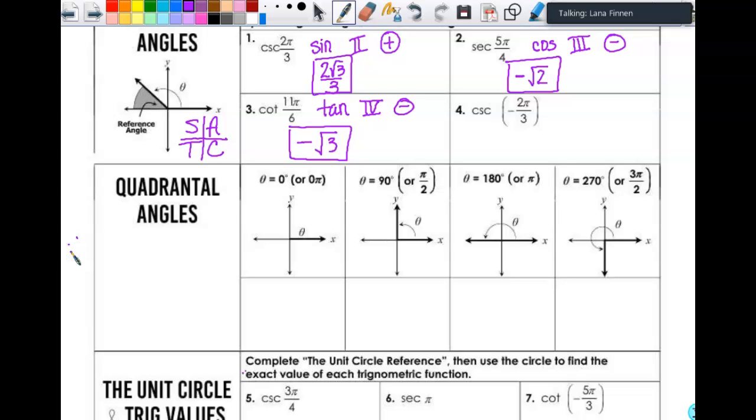Everybody good? Okay. So cosecant of negative 2 pi thirds. Cosecant is the reciprocal of what? Sine, cosine, or tangent? Sine, okay. Negative 2 pi thirds puts me in which quadrant?